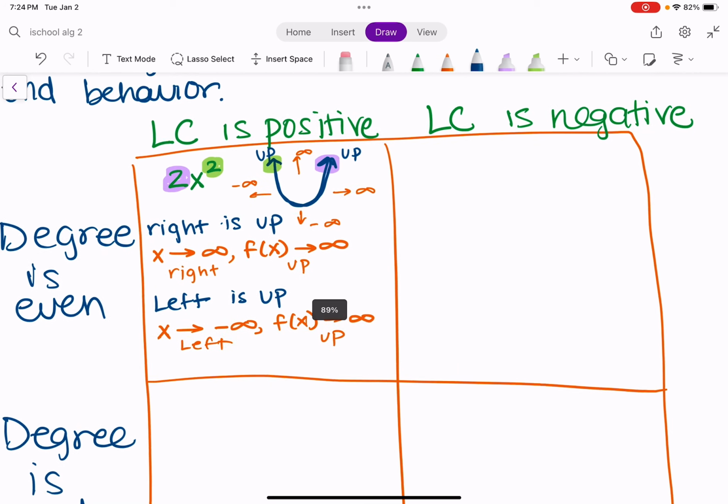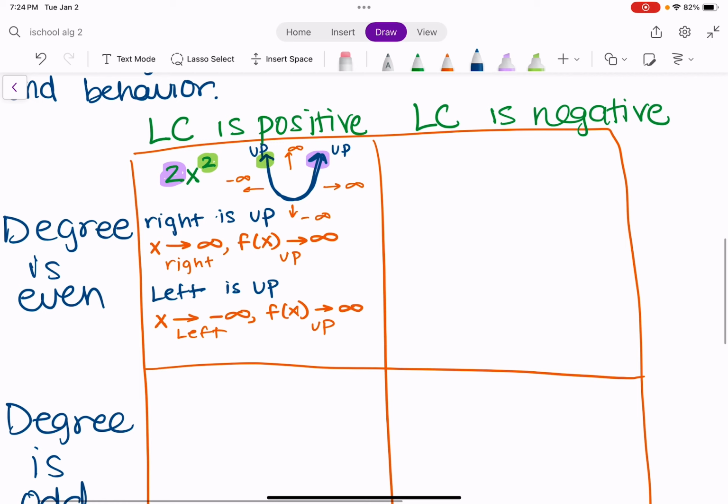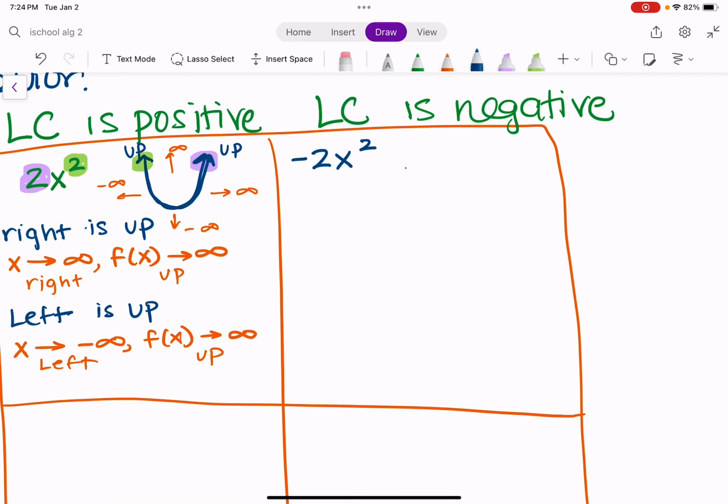Now, let's talk about if the degree is even and the leading coefficient is negative. For example, that could be negative 2x squared, right? So all that's going to change with the graph is it's now going to be upside down. So instead of it being up, up, it's going to be down, down, right? So again, I'm going to write it in words. Right is down, left is down.